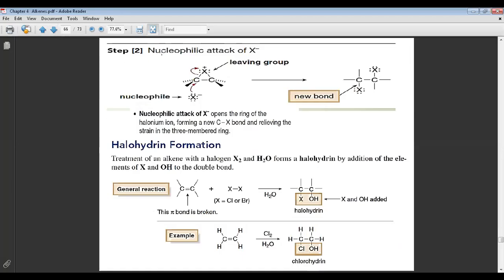Now, step 2, look, step 2 is easy. The negative part of the halogen will work as a nucleophile and will attack the carbon, and this bond here, this or this, will be open. It will open to add both electrons to the halogen atom, and the addition will finally happen like that. Okay, that means just 2 steps.